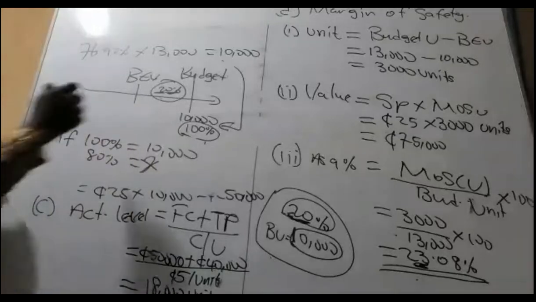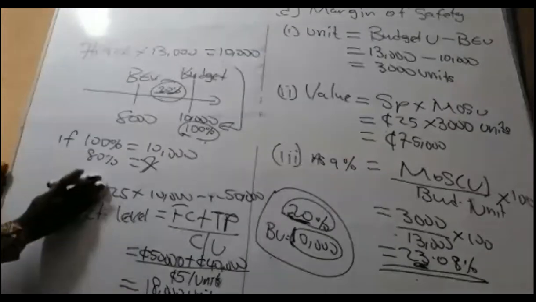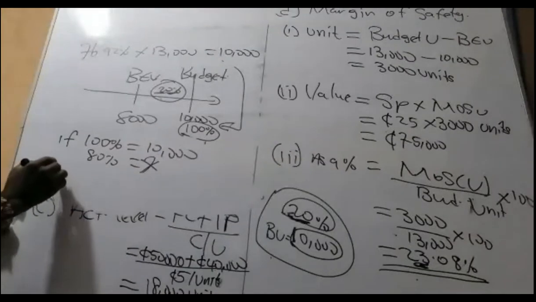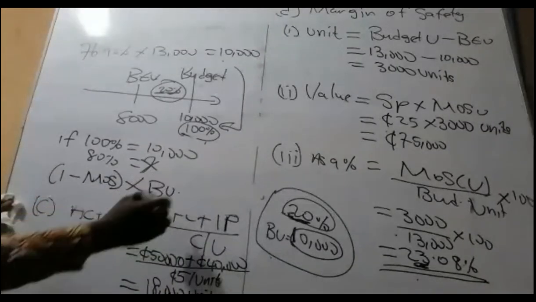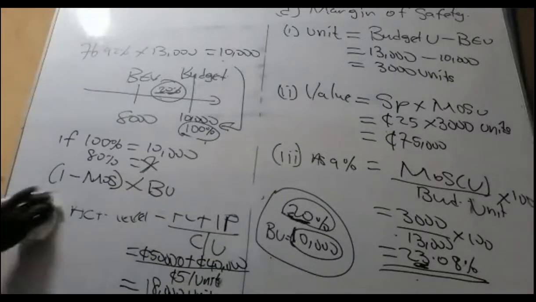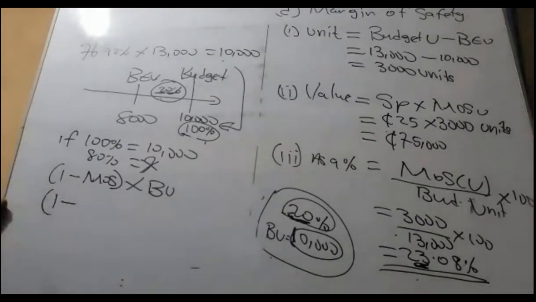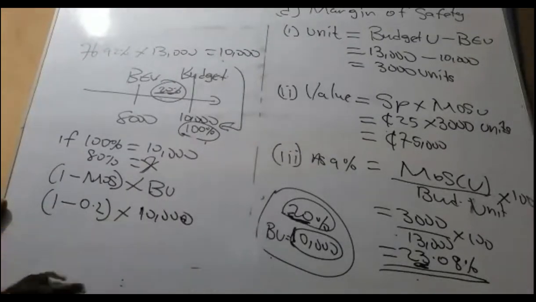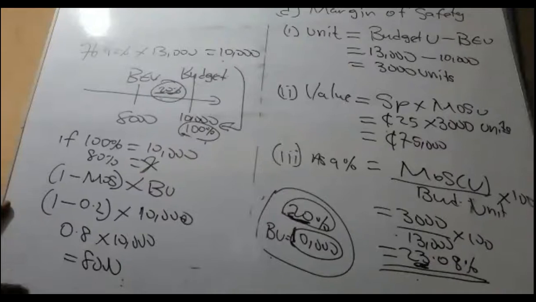So here, we want to locate the 8,000. In short, the break-even unit is also calculated as 1 minus the margin of safety, times the budgeted unit. That's the formula, so let's use it and see if we get the same answer. 1 minus the margin of safety, 0.2, times the budgeted 10,000. Therefore, it will be 0.8 times 10,000. Agreed. That will give us 8,000. So that's the break-even unit. Put it here, 8,000. You are done.